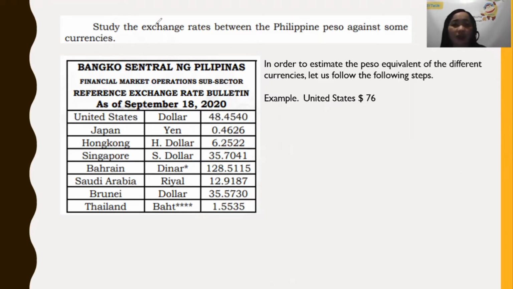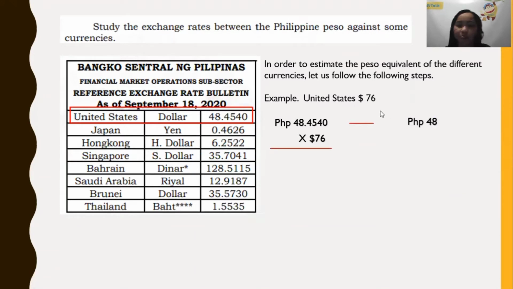So here, let's have the example here. Let's find out what is the peso equivalent of $76 or what is the estimated peso equivalent. So this is the dollar, United States dollar, and that is equivalent to 48 pesos 0.4540 centavos. Or ito yung katumbas ng isang dolyar. E kailangan natin $76. And we are only looking for the estimated peso equivalent. So here, as you can see, we are multiplying a mixed decimal and a whole number.